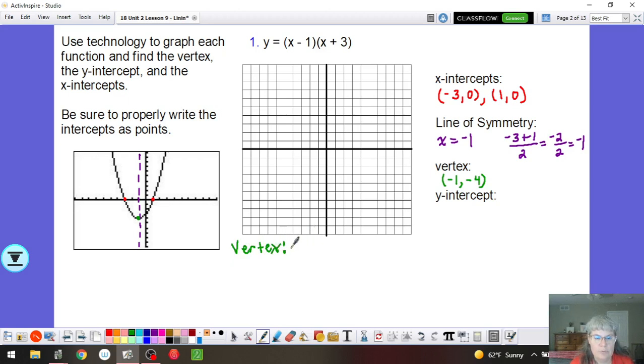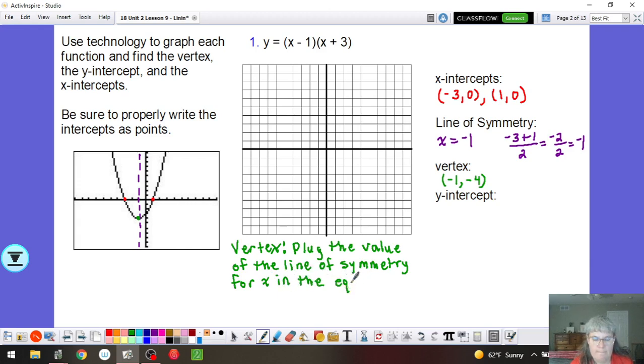we want to plug the value of the line of symmetry in for x in the equation and simplify.